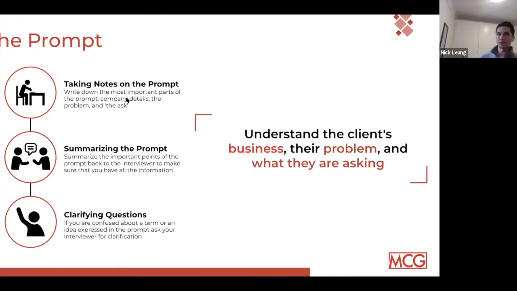So in our Dark Sky example, it was stagnating sales. So that's something that you definitely want to write down, because you know that's going to be related to what they're asking you to solve for. And then the last thing you want is the ask. So that's specifically what the client is asking of you to solve for, or what the recommendation should be about.